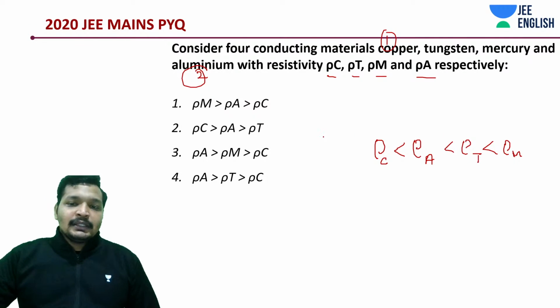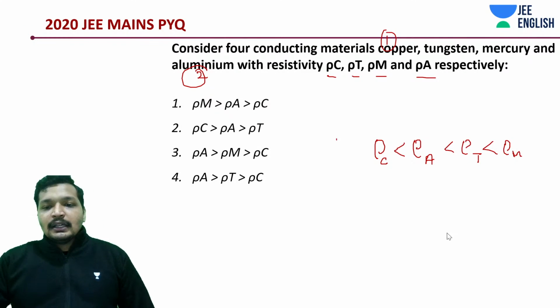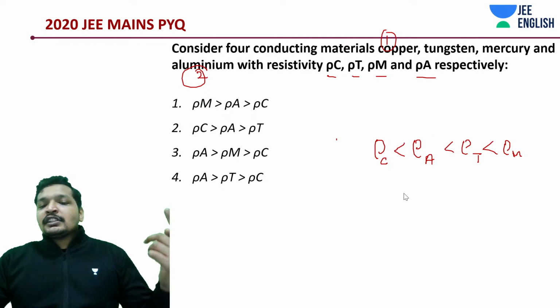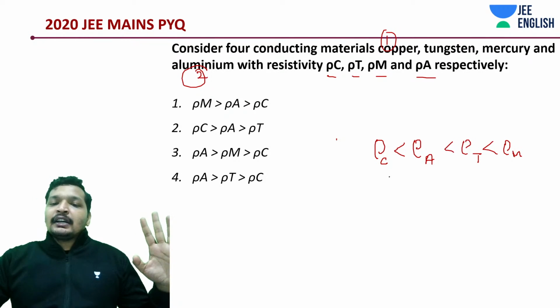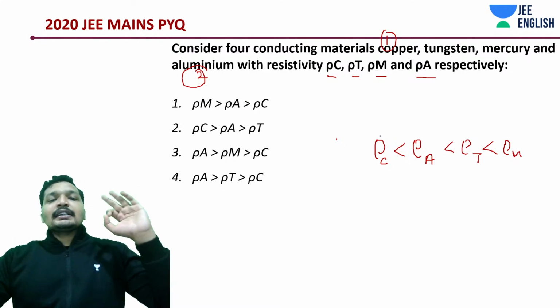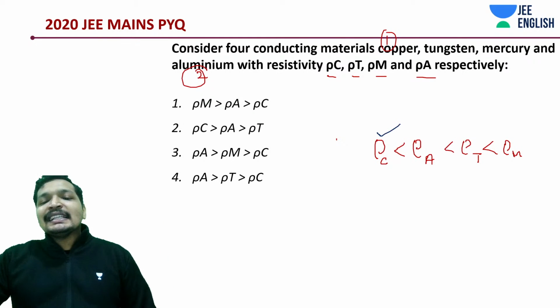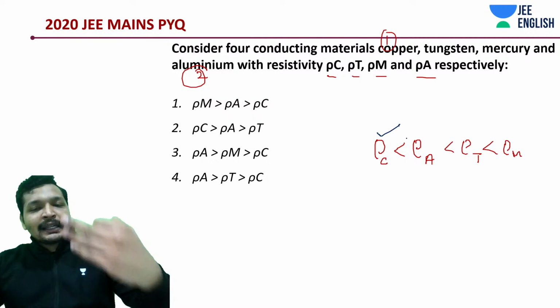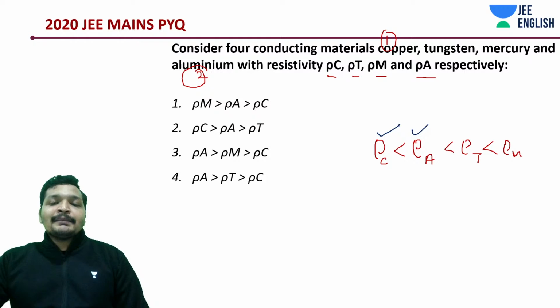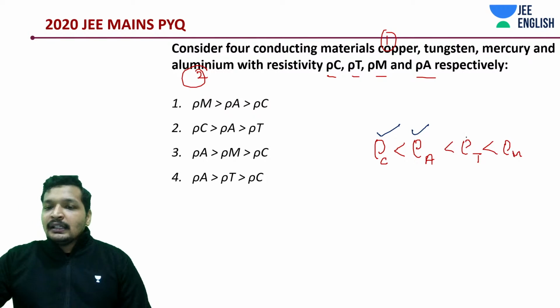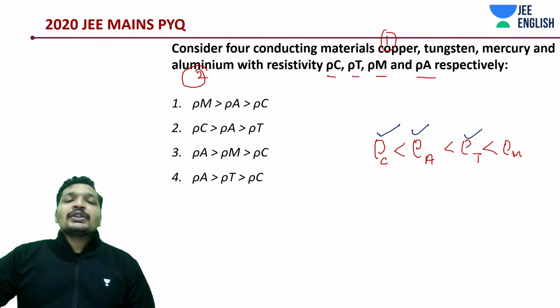Tungsten is a rare earth metal, right? That's it. You need to remember. First of all, copper, best conductor of electricity. That means least resistivity, least resistance. It's a material property. And then comes aluminium, of course, good metal. And then comes rare earth metal, which is going to be tungsten.